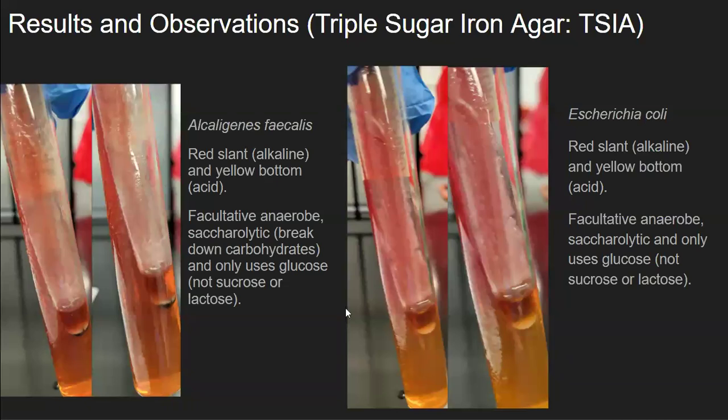Escherichia coli also had a red slant and a yellow bottom, also indicating that it is a facultative anaerobe, saccharolytic, and only uses glucose, not sucrose or lactose.